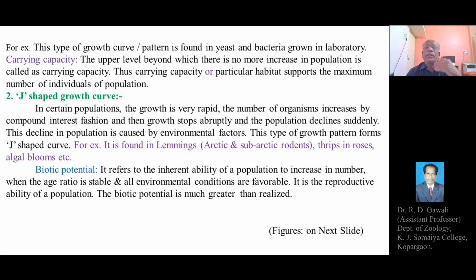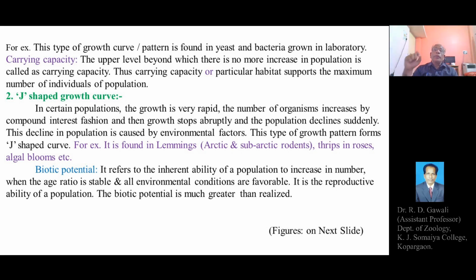Beyond that, the carrying capacity will not supply, or it will become harmful. So no further individuals or organisms can get their requirements from the respective habitat. So the upper level beyond which there is no more increase in population is called carrying capacity. Thus, carrying capacity of a particular habitat supports the maximum number of individuals of the population.